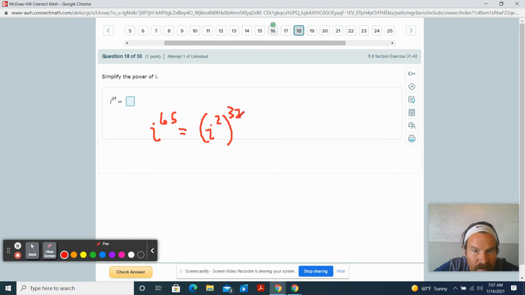Now, 2 times 32 is 64, not 65. So I can multiply it by another I. Now, this I is to the first power, so I get something that's equivalent to I to the 65th. But why do I use I squared? I use I squared because it's negative 1, and negative 1 is easy to take a power of. If the power is even, it's going to be positive 1. If it's odd, it's going to be negative 1. 32 is even, so this is going to be a positive 1 times I, which is equal to I.